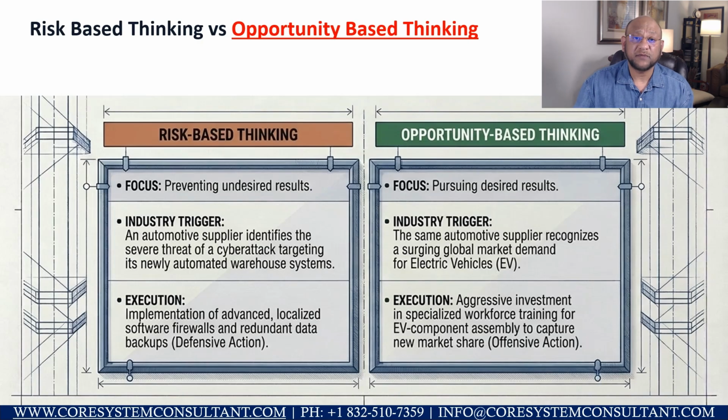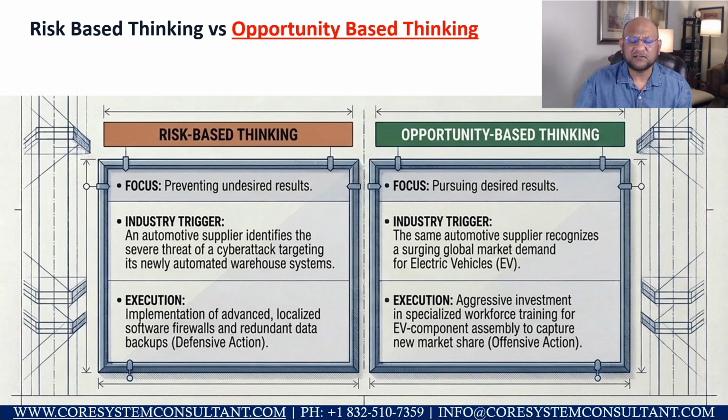So that is my risk-based thinking, because I'm thinking of the threat that can damage my service delivery or my processes. Now, opportunity-based thinking, the same automotive, if that is thinking in terms of the surge in the EV market, the electric vehicle market, and I am putting budget to it, and the training for the employees, and acquiring those machinery and everything. That is called opportunity-based thinking.